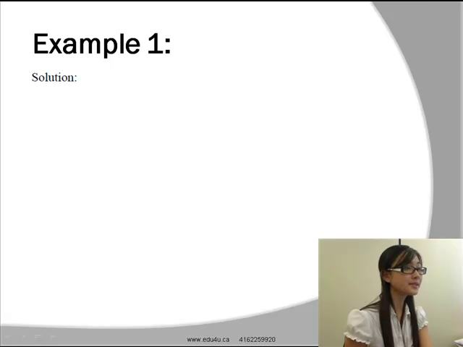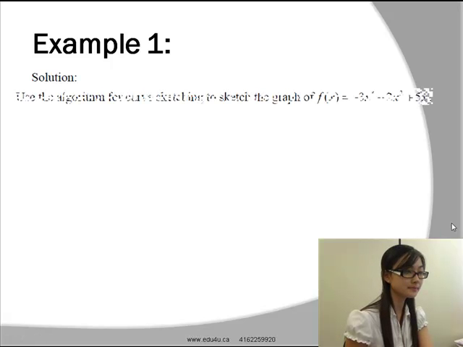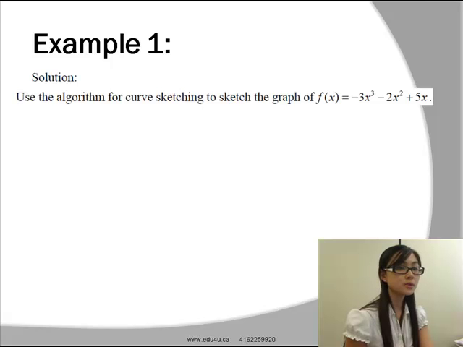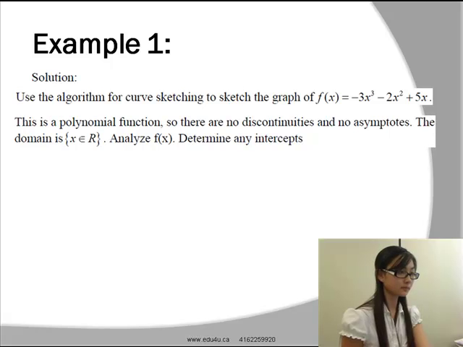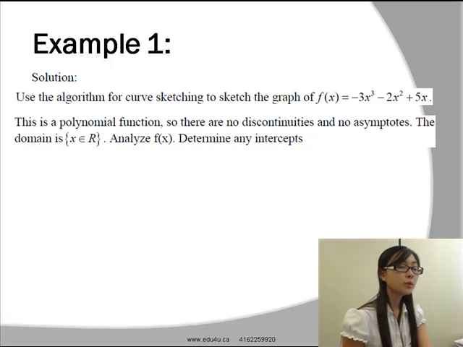So I'll go straight into example 1 from my learning resources. Use the algorithm for curve sketching to sketch the graph of f of x equals negative 3x cubed minus 2x squared plus 5x. When we first look at this function, we know that it is a polynomial, therefore there are no discontinuities and no asymptotes. The domain is x belongs to all real numbers.